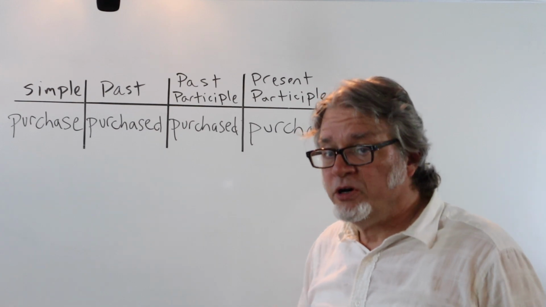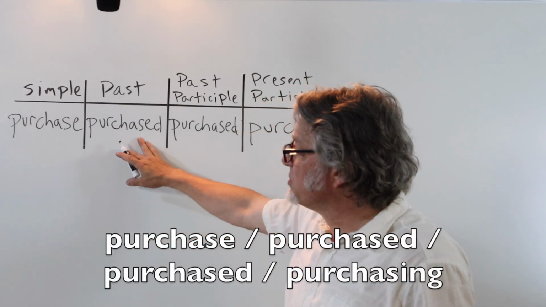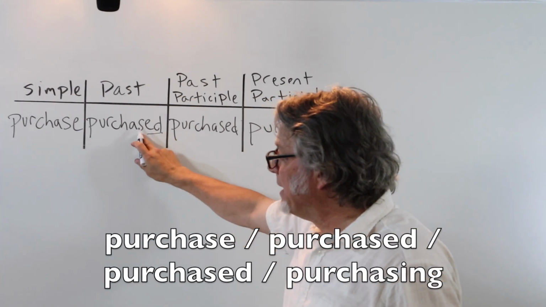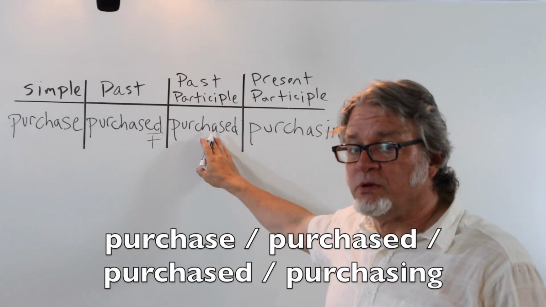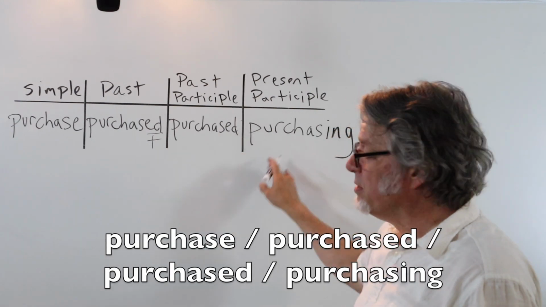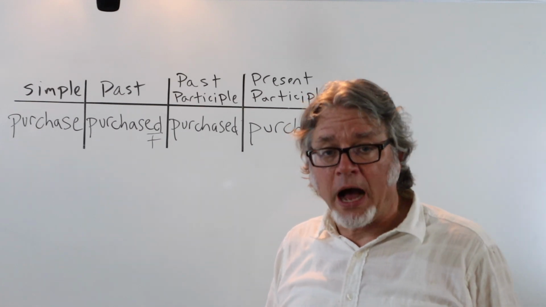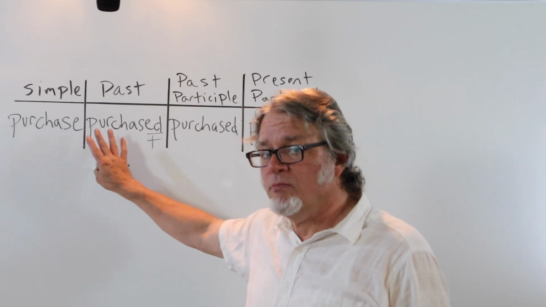Here's the verb purchase in the simple form. In the past tense, it's purchased. This is a T sound after that S. Purchased. The past participle is also purchased. And the present participle is purchasing. Compared to buy, which is a verb similar to purchase, this is more formal.